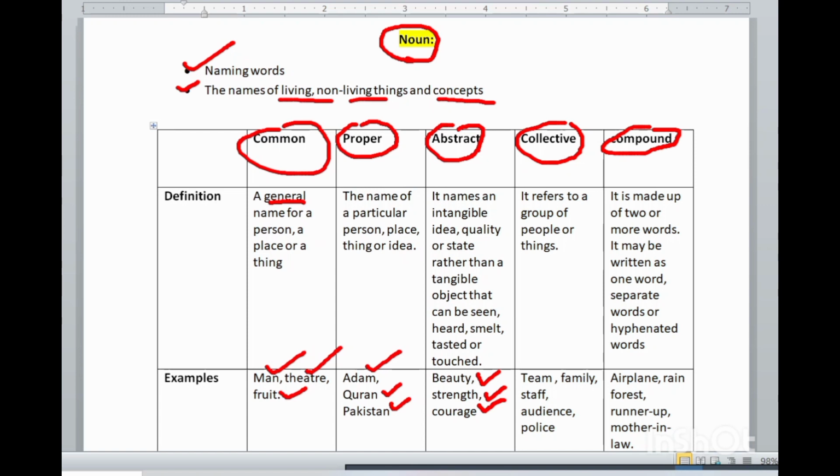Okay, next is our collective noun. Collective noun refers to a group. Okay, group, we have to keep this in mind.